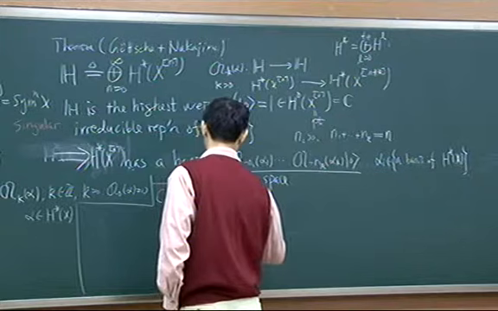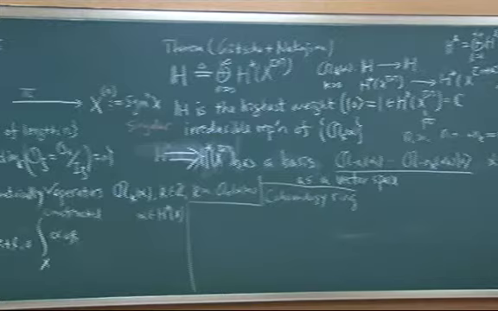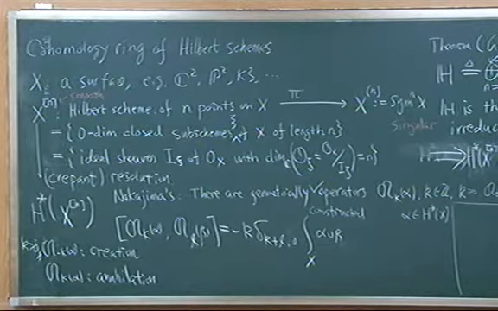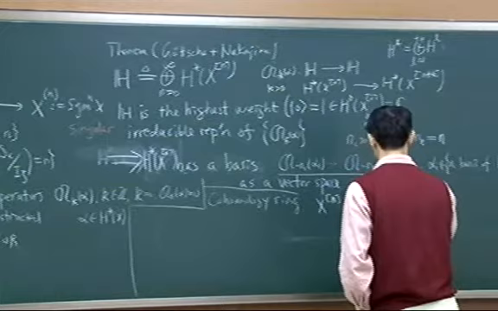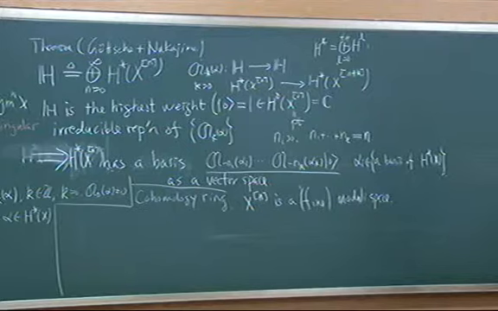So how do I study the cohomology ring? Now I treat this as a moduli space. As I said, this is a moduli space of ideal sheaves. So the Hilbert scheme is a moduli space. In fact, it's a fine moduli space. Fine moduli space means that it should have a universal family. So the universal family can be described as such.